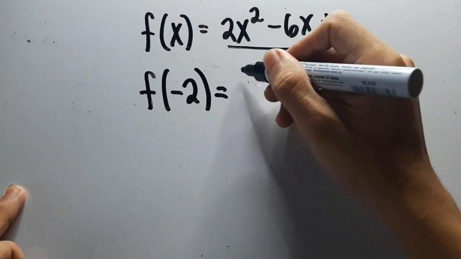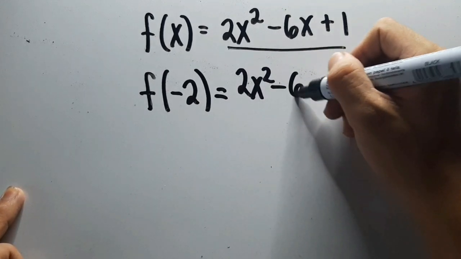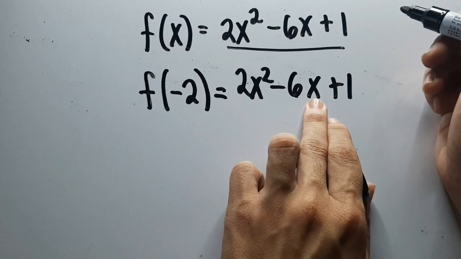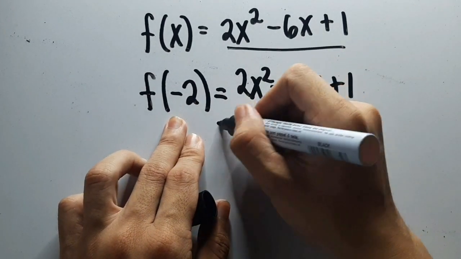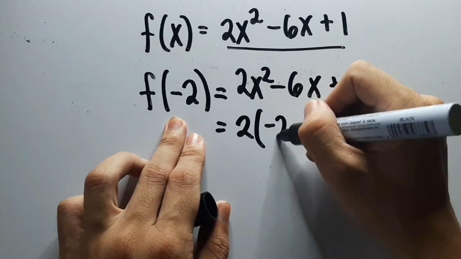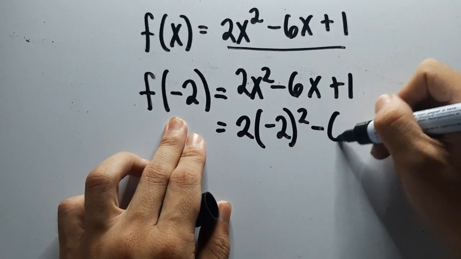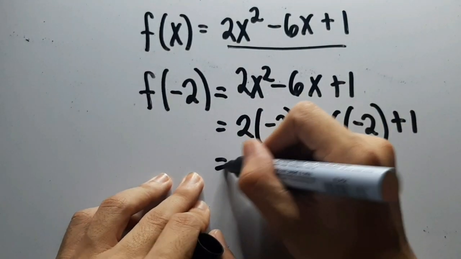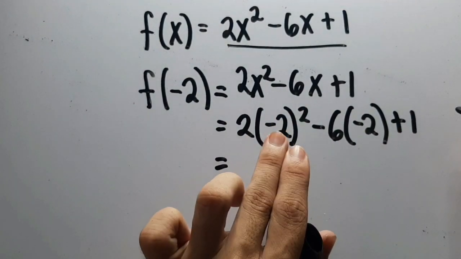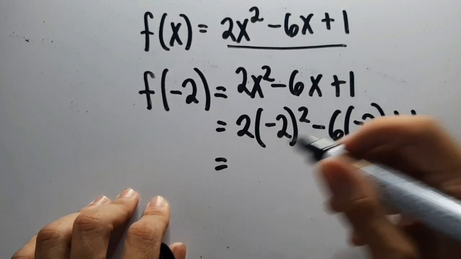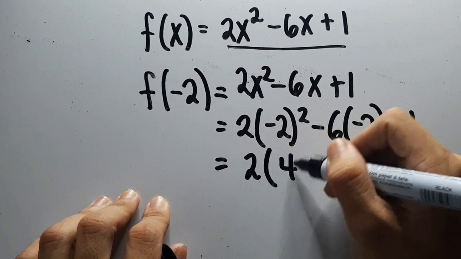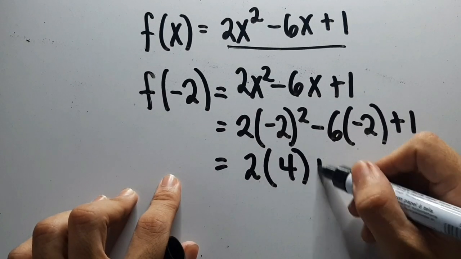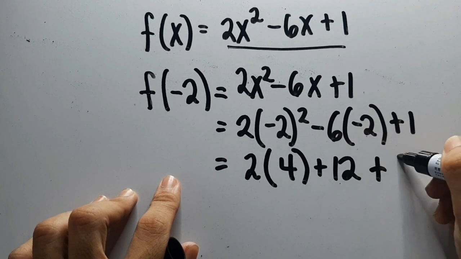So, let's rewrite the given, 2x squared minus 6x plus 1. So, we will change the value of x into negative 2. So, we have 2 multiplied by negative 2 squared minus 6 multiplied by negative 2 plus 1. So, we have negative 2 times negative 2 will become positive 4. So, we have 2 multiplied by positive 4. So, we have negative 2 multiplied by negative 6 will become positive 12 plus 1.